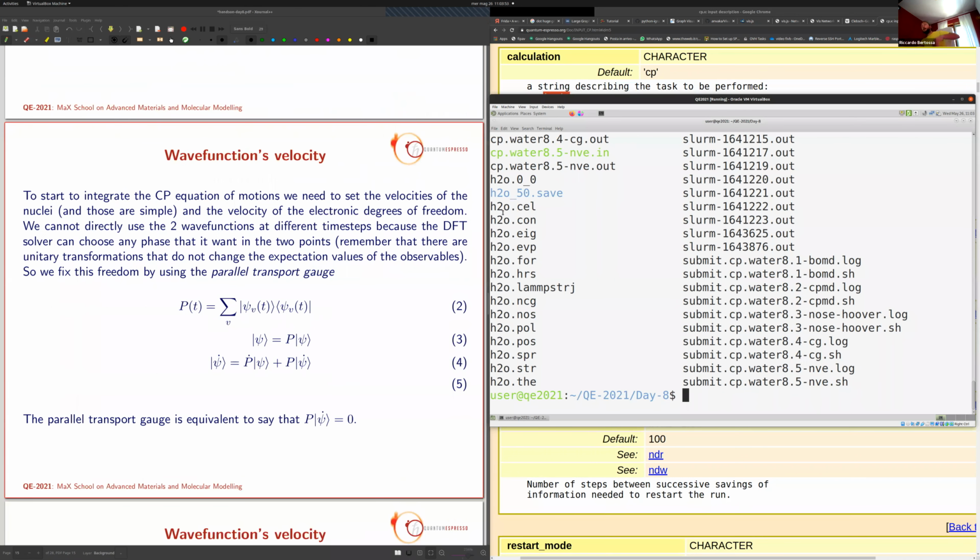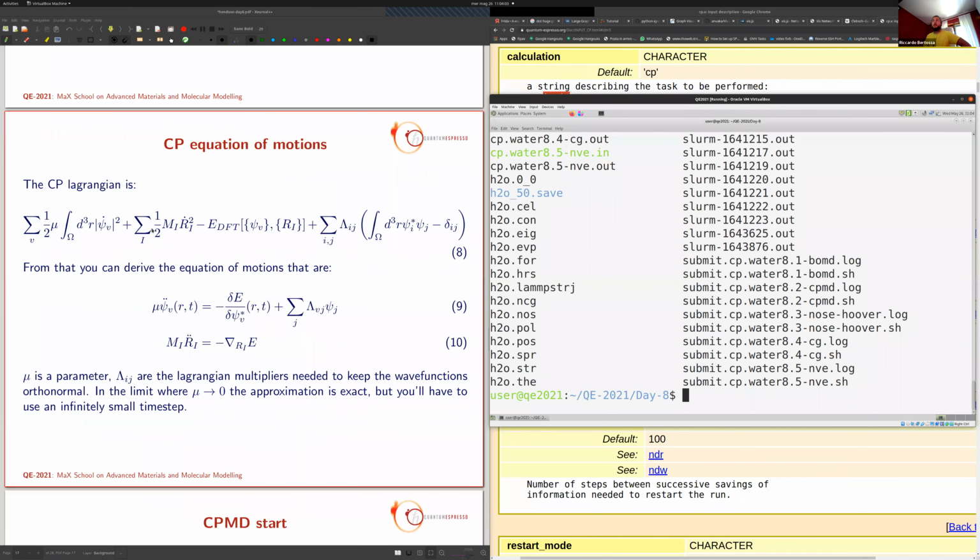Okay, now we move to the next point that is a little bit delicate. Maybe let's move to this before. To do molecular dynamics, it is useful to express the system in terms of a Lagrangian. That is an expression that, together with the Euler-Lagrange equations, can define the equations of motion for the system. In particular, this is the Lagrangian of the Car-Parrinello method.